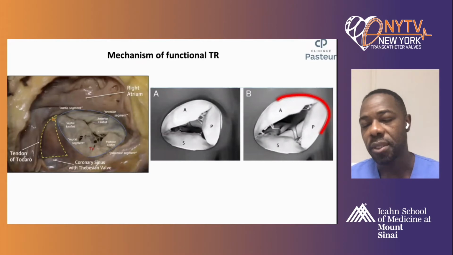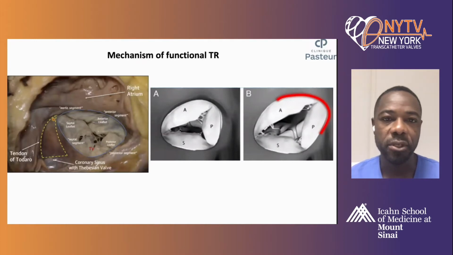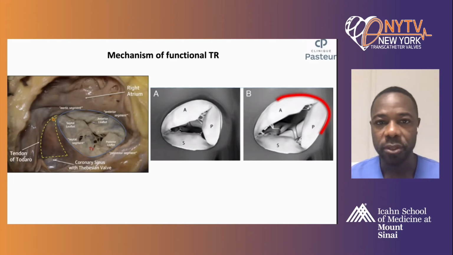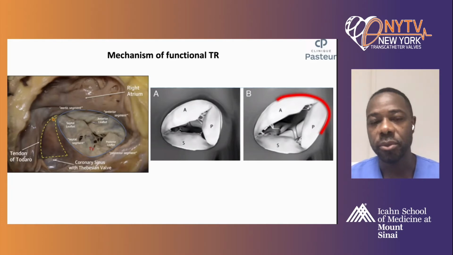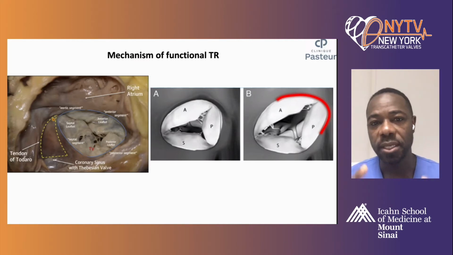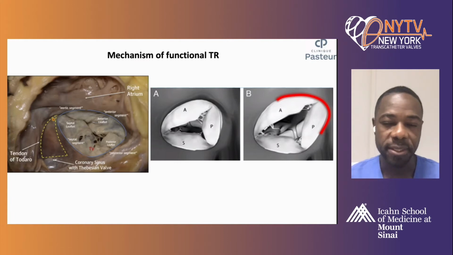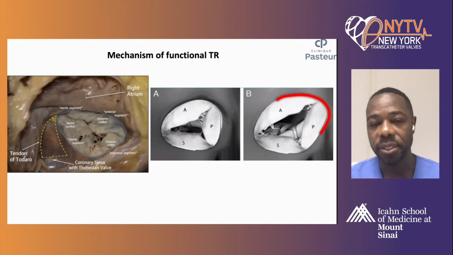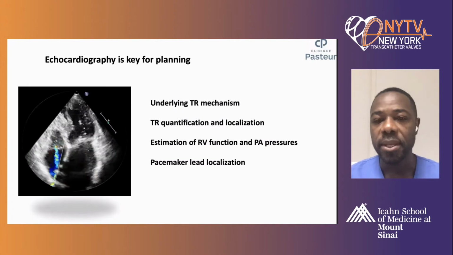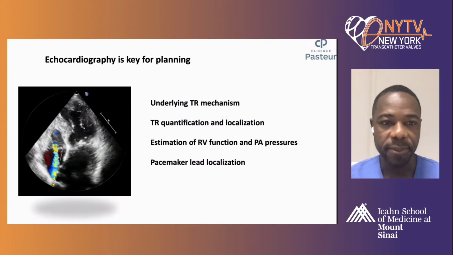As you've seen with the previous talk, in functional tricuspid regurgitation, most of the time we have an enlargement of the annulus in the anterior and posterior region. You clearly see on the left picture, the anatomical picture, that the tricuspid valve is a complex structure with many surrounding structures, and we need to analyze that before going into the procedure. So echo remains central in that assessment.